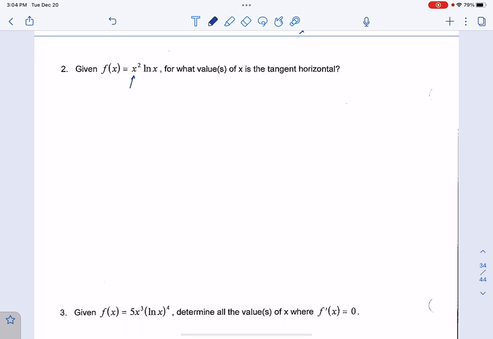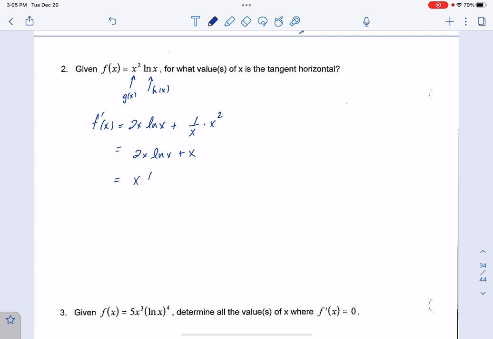So when I look at this question, the first thing I notice is I better not use f of x because I've already used that. But I've got a product rule. There's g of x and there's h of x. So when I go to take the derivative, I'm going to have to take the derivative of the first times the second, and I'm going to have to add to that the derivative of the second, which is 1 over x, times the first. So that's going to give me 2x ln x plus x.